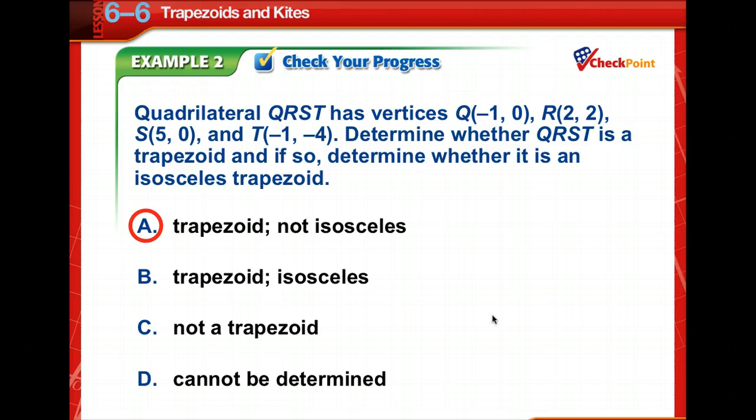It is a trapezoid because the slopes for the two sides are the same, but it's not isosceles. When I use the distance formula, they are not equal, so they're not congruent, so it's not isosceles.